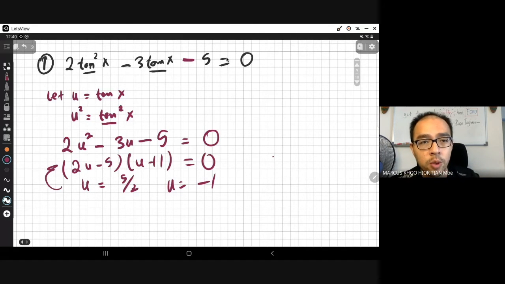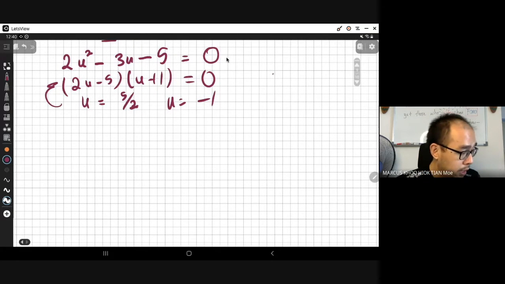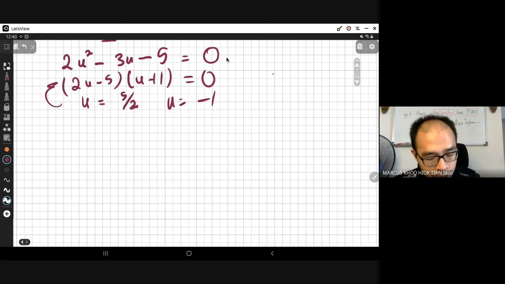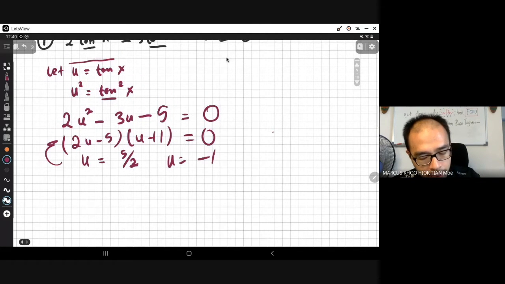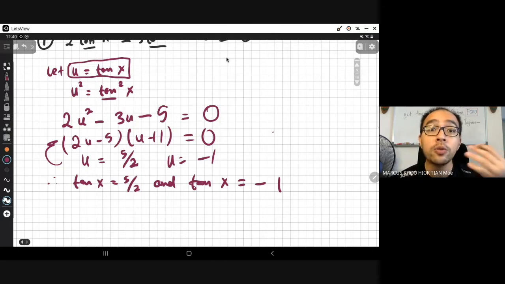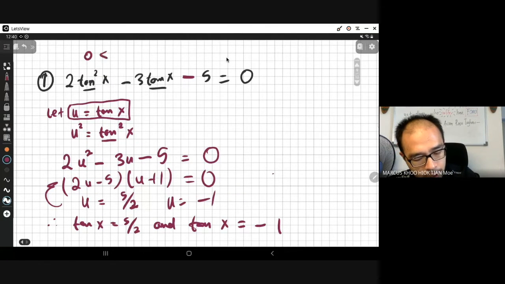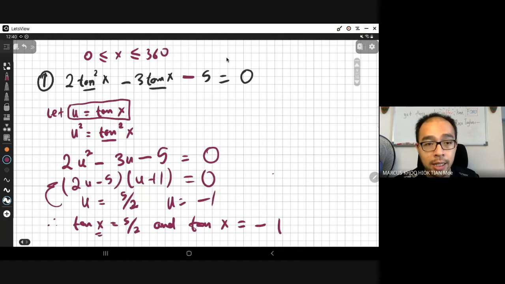Now we come to a situation where we have u equals to 5 over 2 and u equals to negative 1. Let us put this back: u is equal to tangent x. Therefore, tangent x equals to 5 over 2 and tangent x equals to negative 1. Then you do the same steps as we have always been doing. Determine the range. The range is 0 to 360. Since everything is x, no problem, we keep 360.